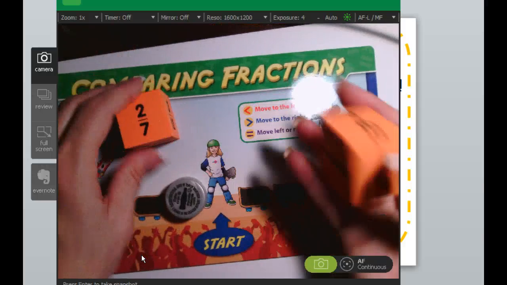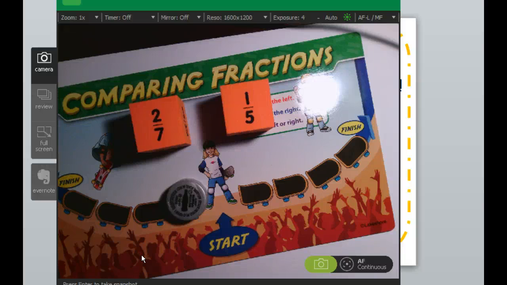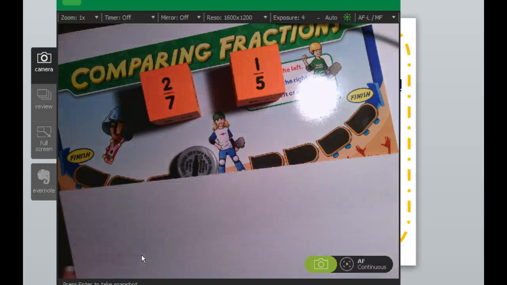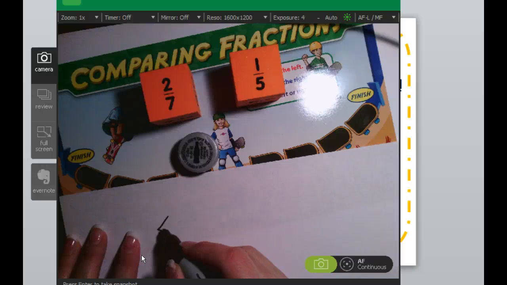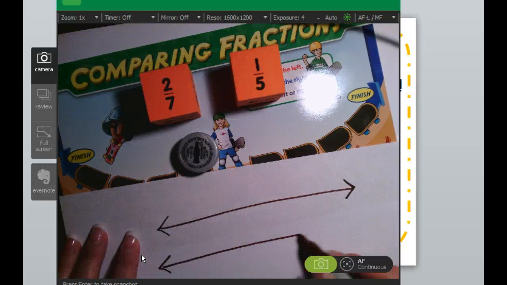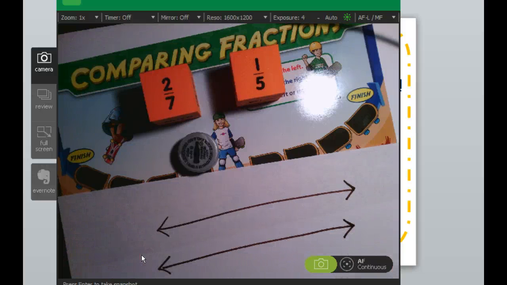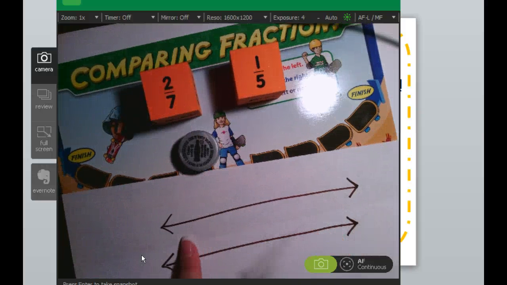So let's say we have 2/7 and 1/5. Well, those aren't quite as easy to compare. So what can we do to figure out which one is greater? One of the ways that I love to compare fractions is by drawing a number line. Now remember, the number lines have to be the exact same size because we can't compare fractions if we have different lengths. So let's divide 1 into 7 equal pieces.